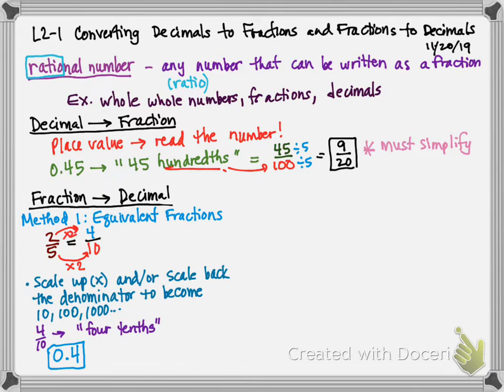Okay? And here's its limitation. It works only if the denominator can convert, by scaling up or scaling back, to a 10, 100, or 1,000, and so on. So if I can't get that denominator to go there, this method doesn't work.